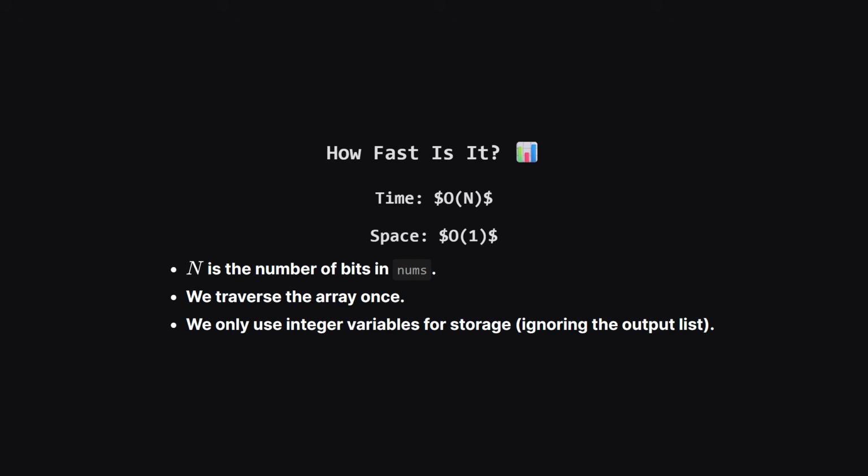So how fast is this solution? Well, let n be the number of elements in our input list. Since we just loop through the list exactly once, performing constant time math operations at each step, our time complexity is big O of n. As for space complexity, we only use a few variables to store the remainder and the current bit. We don't use any extra data structures that grow with the input size, so our extra space complexity is big O of 1, or constant space.